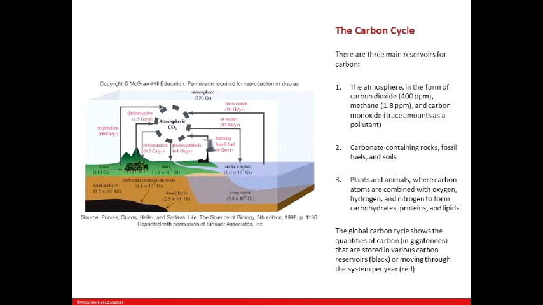All right. The atmosphere, in the form of carbon dioxide, is about 400 parts per million, and parts per million, you can convert that back to percentages, can't you? So you kind of see what the percentage is. You move a few decimals over, and voila, you have it, right? 0.04%. Okay. Then we have methane at 1.8 parts per million, and carbon monoxide, trace amounts, as a pollutant.